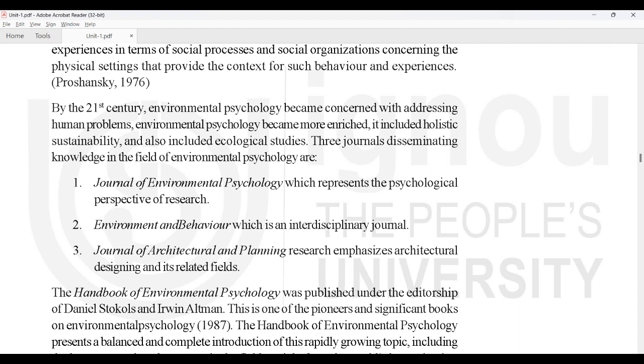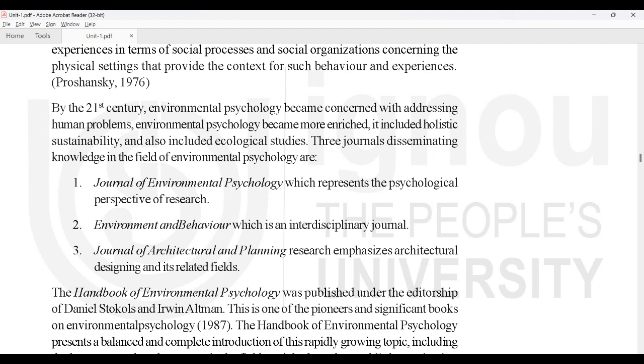Three journals disseminating knowledge in the field of environmental psychology are: 1, Journal of Environmental Psychology, which represents the psychological perspective of research. 2, Environment and Behavior, which is an interdisciplinary journal. 3, Journal of Architectural and Planning Research, which emphasizes architectural designing and its related fields.